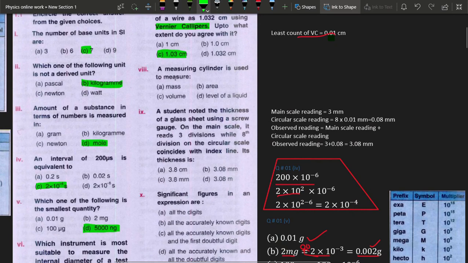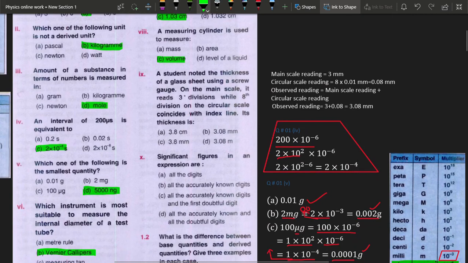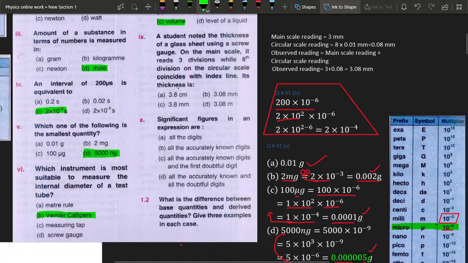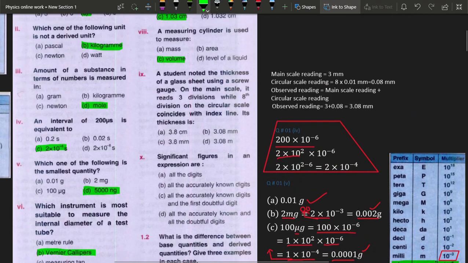The next is: measuring cylinder is used to measure. So we know that measuring cylinder is a volume measuring instrument. So it is used to find volume. Now let's see. A student noted the thickness of a glass sheet using a screw gauge. So remember, the instrument is a screw gauge.